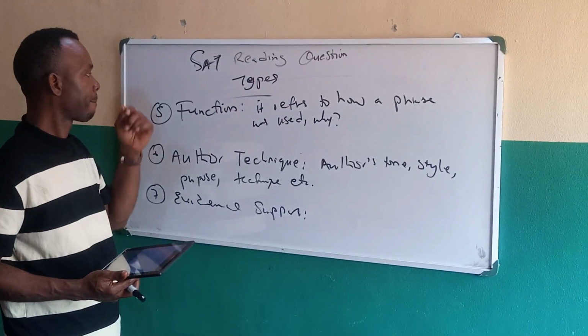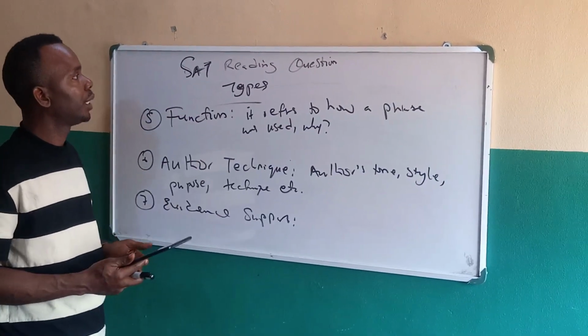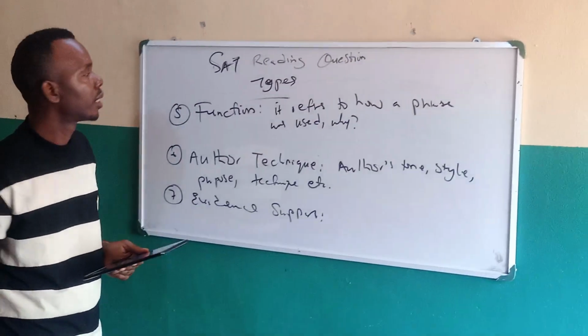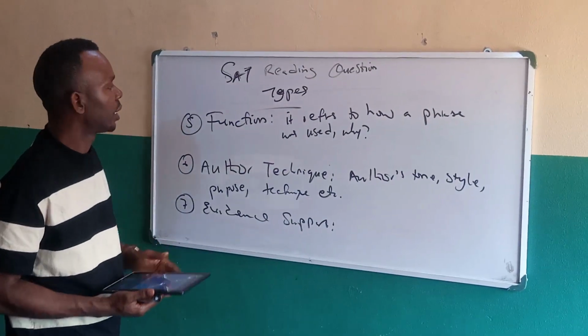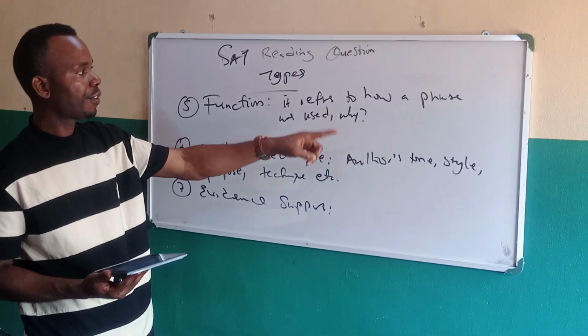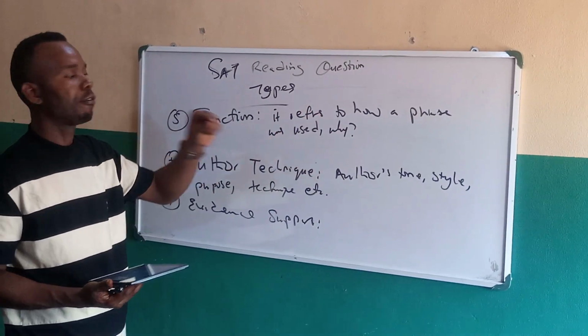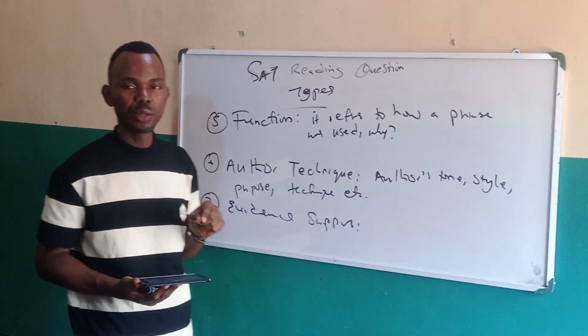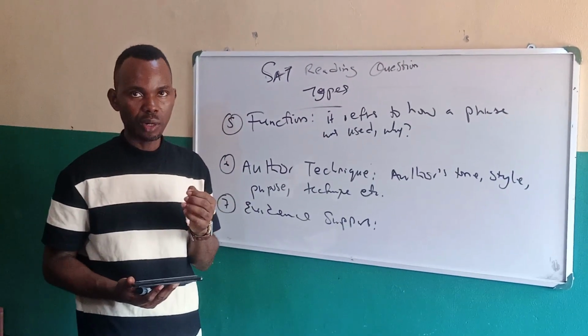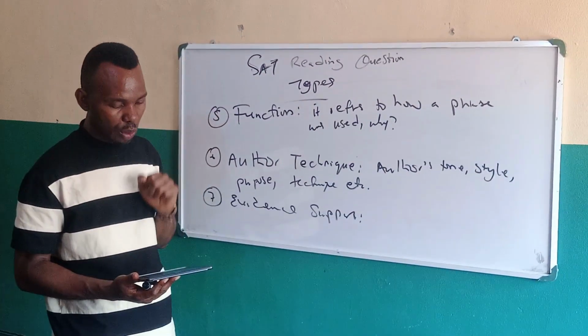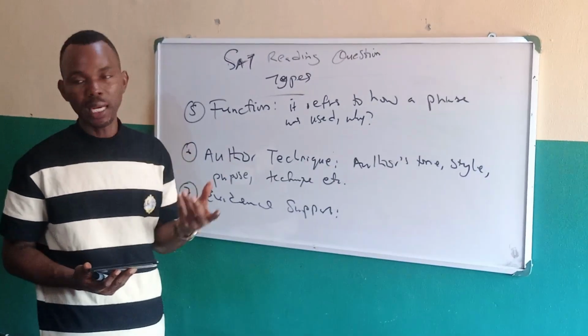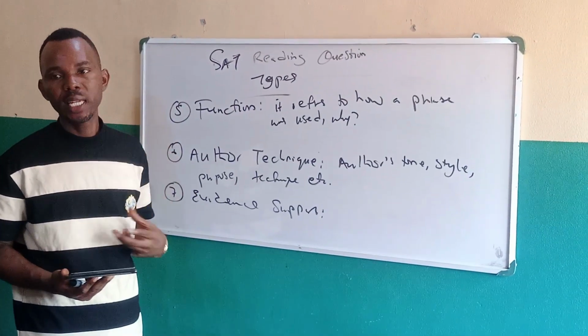All right. The fifth reading question type of the digital SAT exam is called function. Function in this case refers to how a phrase was used in a passage. All right. So what happens is a particular phrase will be highlighted and you'll be asked why it was used.